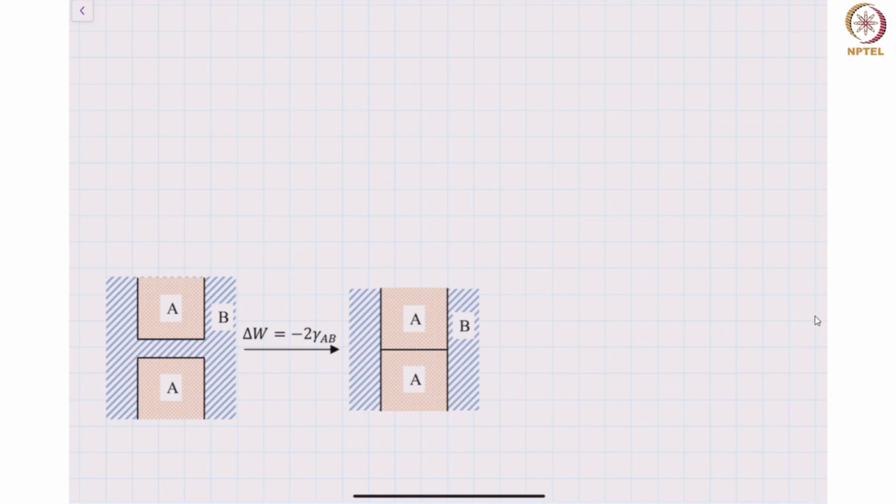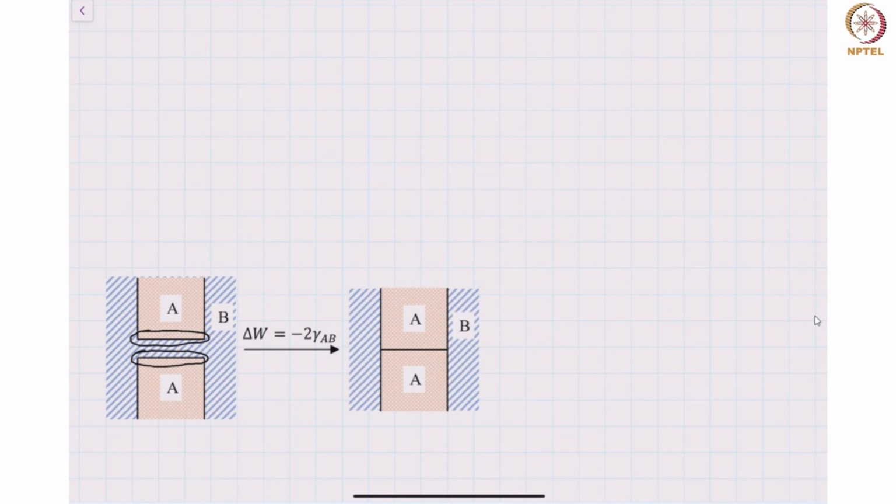Now notice that when I go from a configuration on the left to a configuration on the right, I have basically joined AA. In other words, I have eliminated two surfaces of AB. If I were to highlight those two surfaces, it is basically one surface here and another surface here. These two surfaces that I'm highlighting have disappeared.